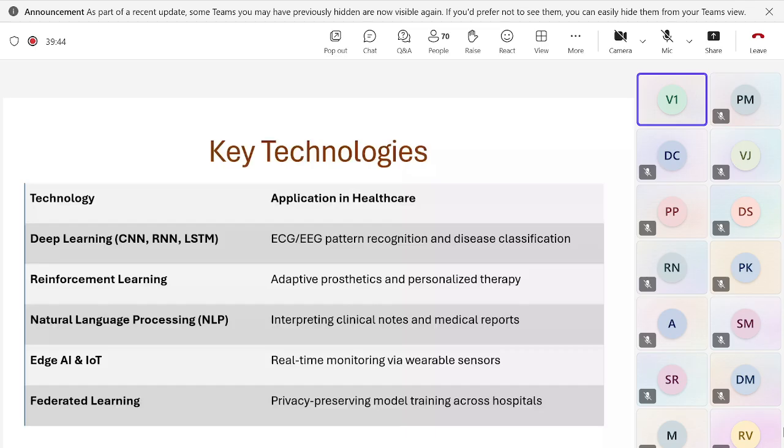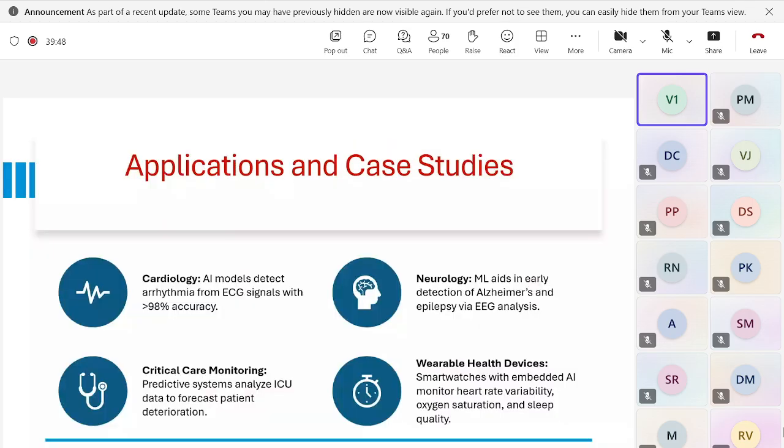These are a few case studies, like cardiology, where you can predict with more than 98% accuracy, or wearables, neurology and critical care monitoring. This shows how significant the chosen topics are, and it results in enhanced diagnostics, real-time remote monitoring, efficiencies and more.